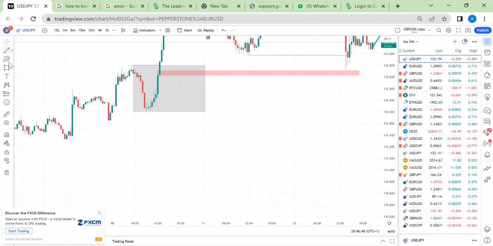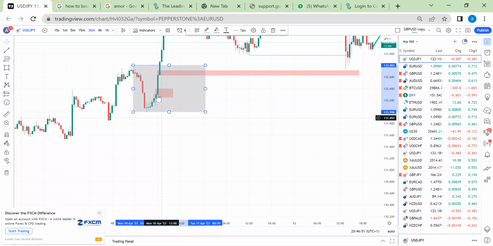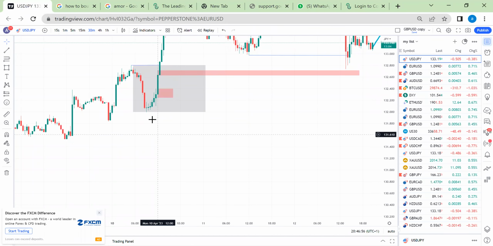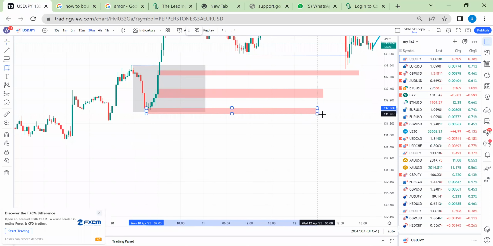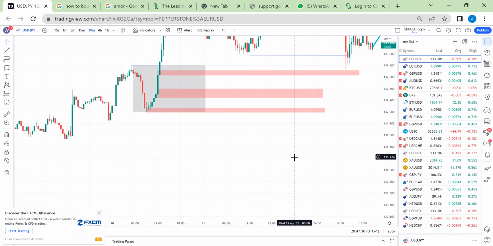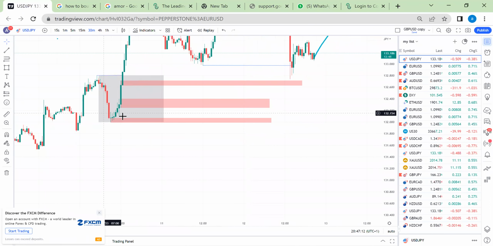We have another one here, which is from here to here. From the beginning of this wick, right here, to this point, it's another POI. Then we have this wick. All of this wick is POI. Okay, that's just it. Then we have another one. There are a lot of POIs here.